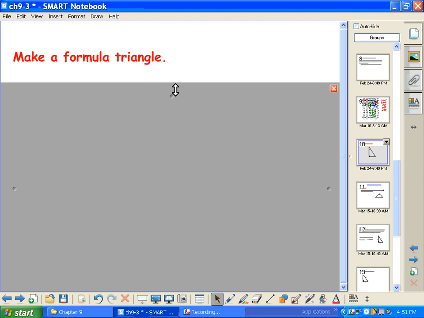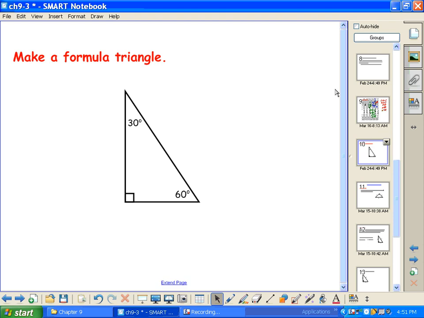Okay, so we need to make a formula triangle again, just like we did for our 45, 45, 90s. Before we do that, let me remind you of something we learned a while back. We learned that the shortest side of a triangle is always opposite of the shortest angle. The largest angle of a triangle is always opposite of the largest side, which then means that the medium angle is across from the medium side. Okay, keeping that in mind, let's go ahead and figure out what we learned from our formula triangle.